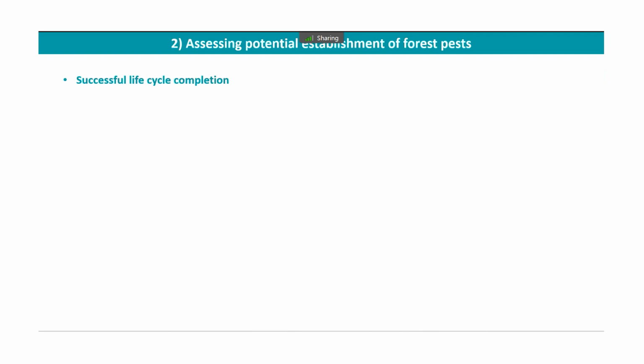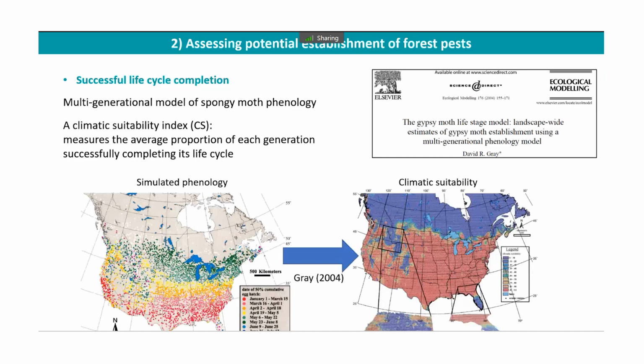Then some models consider the phenology of the species. So here is also a well-known case study. This is the phenology model of the spongy moth, Lymantria dispar. David Gray published this paper in 2004. And in fact, he assessed whether the spongy moth was able to complete its development all across the US. And then from this data, he was able to derive a climatic suitability index.